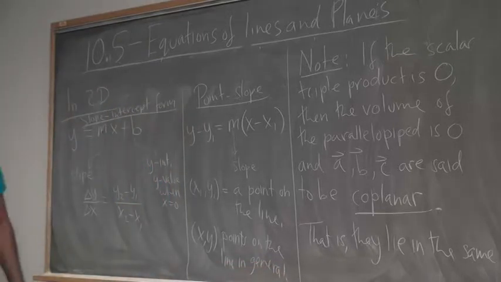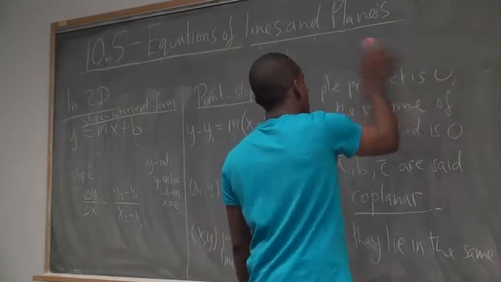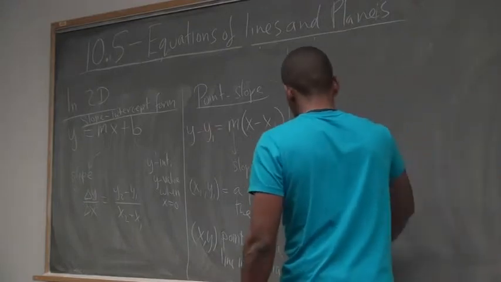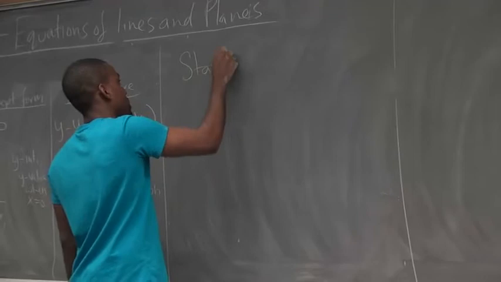Okay, can you tell me another way to describe a line? Another form? Here's the so-called standard form of the equation of a line. What's that?